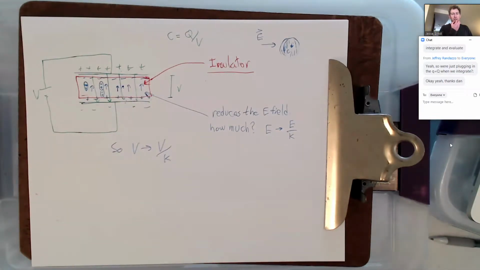Patrick, you have a question? Yes. So why did we label the distance that the insulator takes as a V?